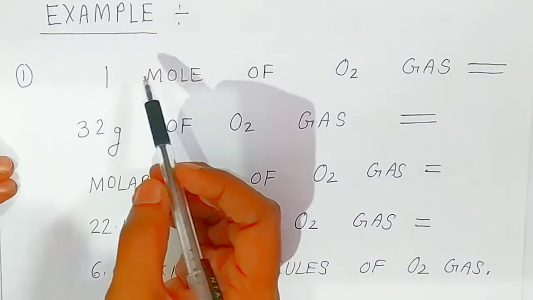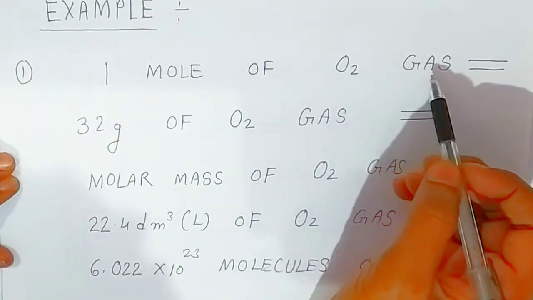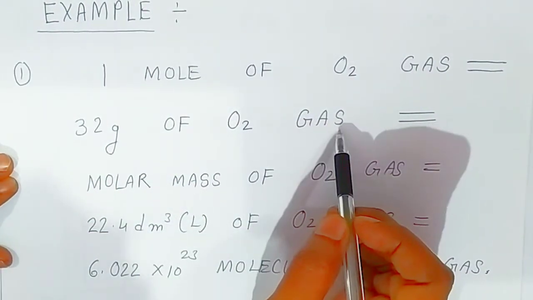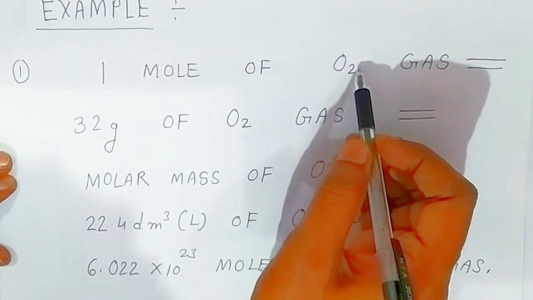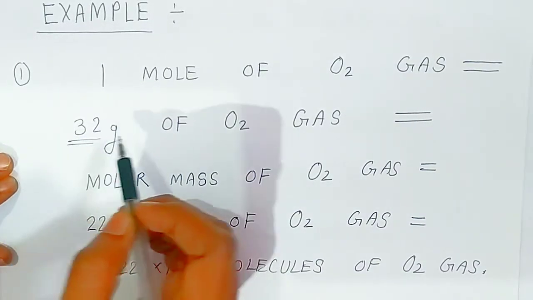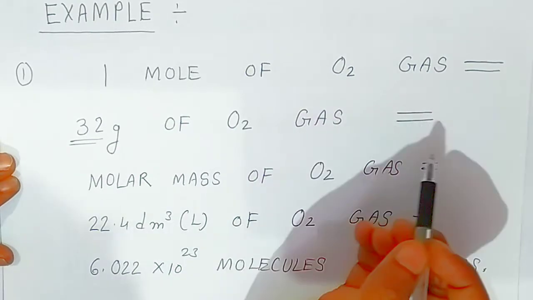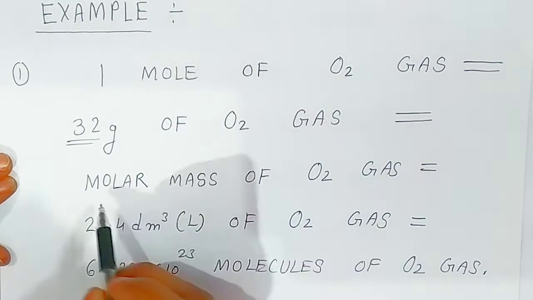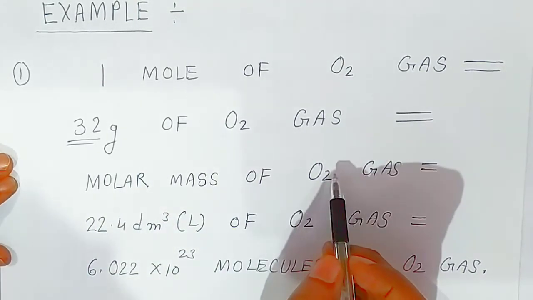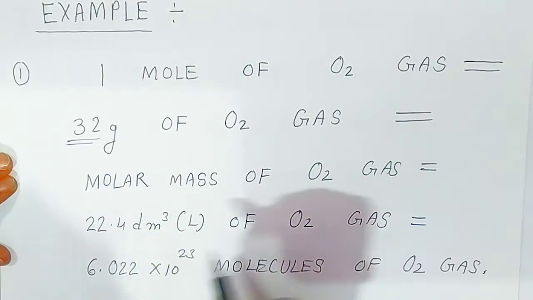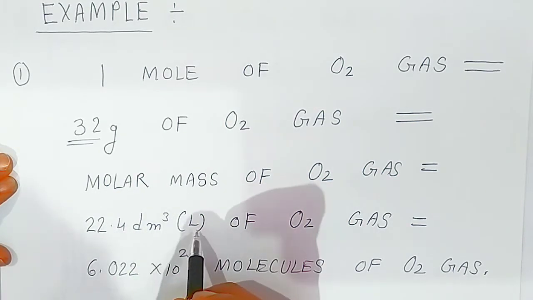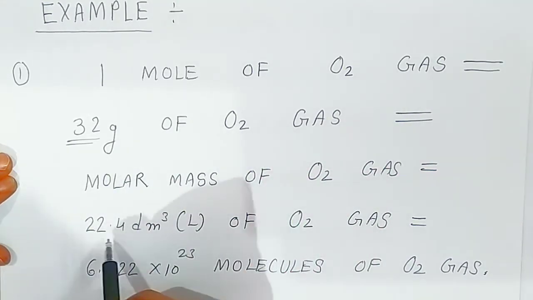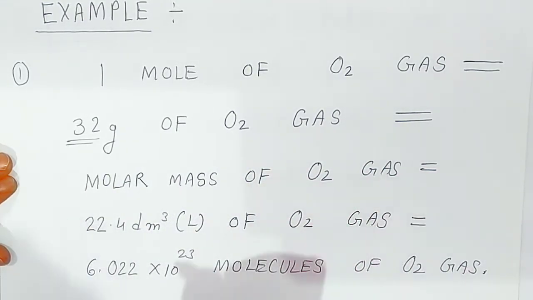Now, students, one example: say, for example, 1 mole of oxygen gas, the oxygen molecule, that means 32 gram of oxygen gas, correct, because we take the molecular mass of the oxygen molecule. So the molecule is 32 gram. This 32 gram is the molar mass of oxygen gas. The molar mass of oxygen is 16 plus 16, that is 32 gram, and 32 gram of oxygen gas occupies 22.4 dm cube, that is liter, of oxygen gas. So this molar mass of 32 gram corresponds to 22.4 liter of oxygen gas.